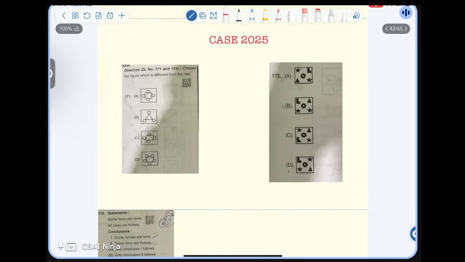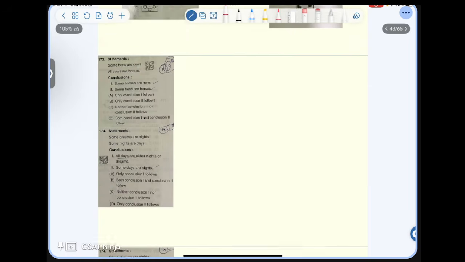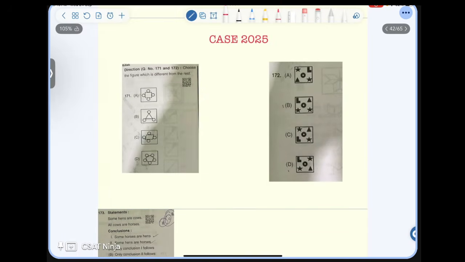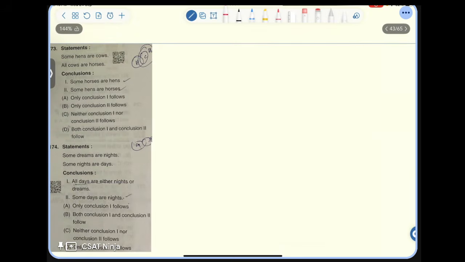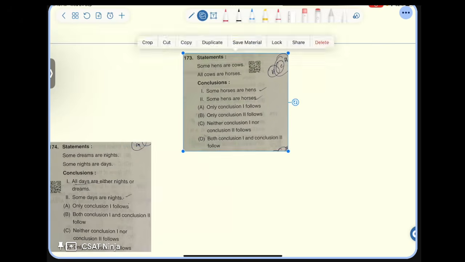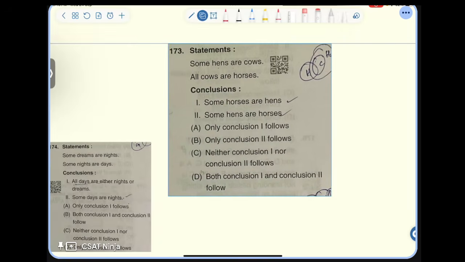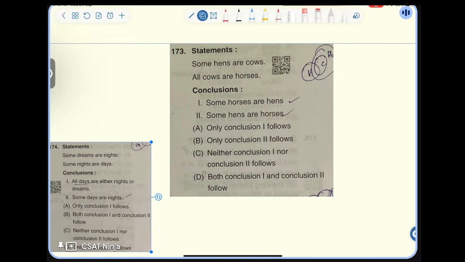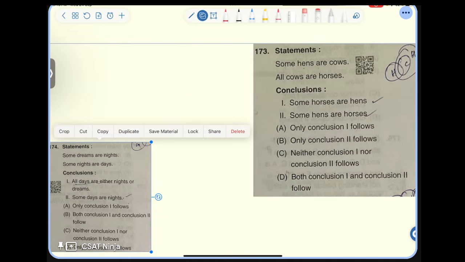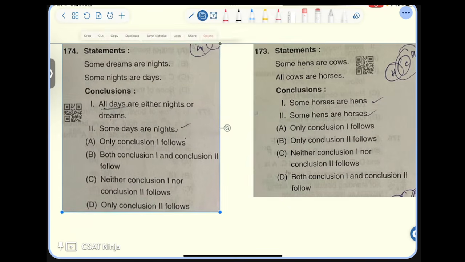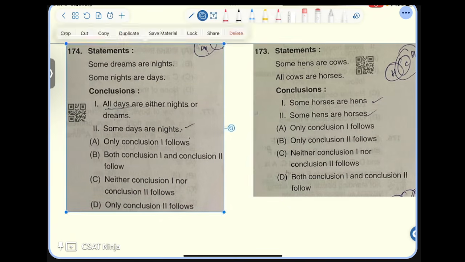Okay, let's do some 2025, which is the last. There are things you can do, but let's try this. Is it visible? Let's maximize this. Okay.